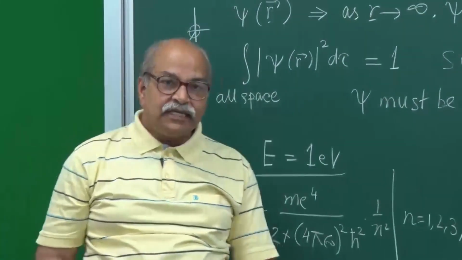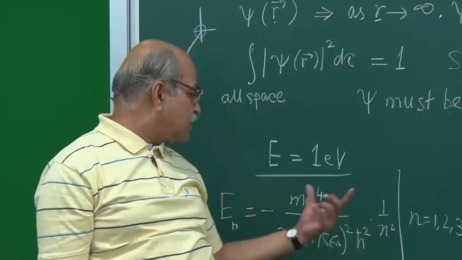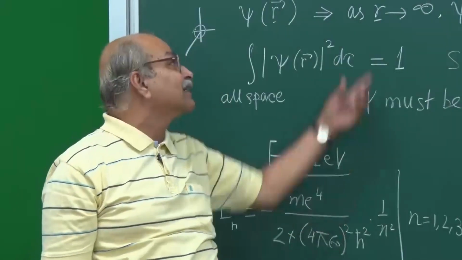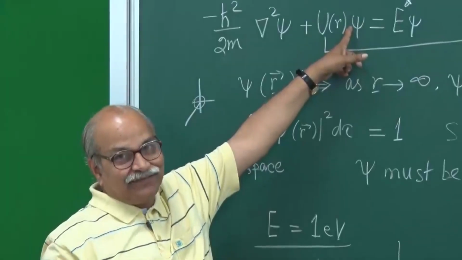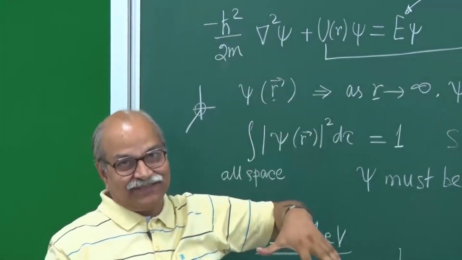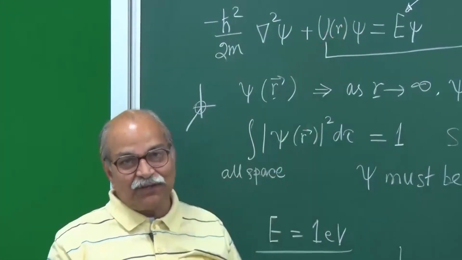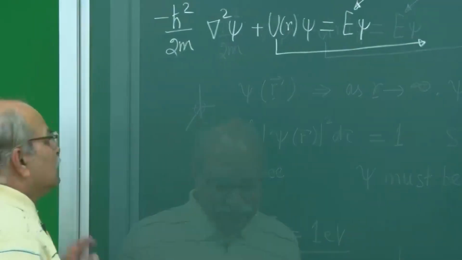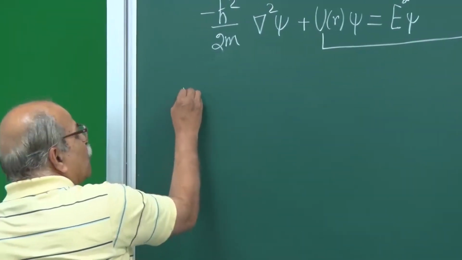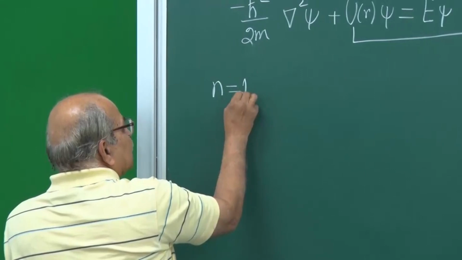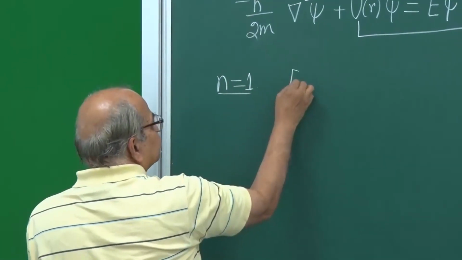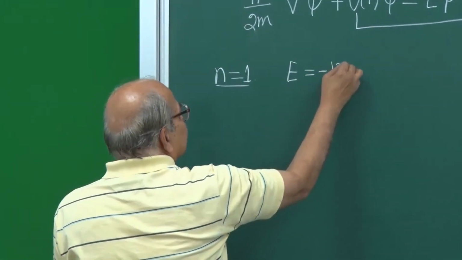Okay, the next question is, fine, let us put one of these energies here, and then what is psi? And I will give you the answers. I will not solve it, I will give you the answers. So let us start with n is equal to 1. That means the energy is minus 13.6 eV.